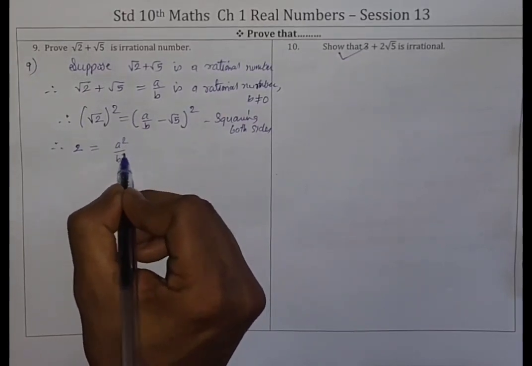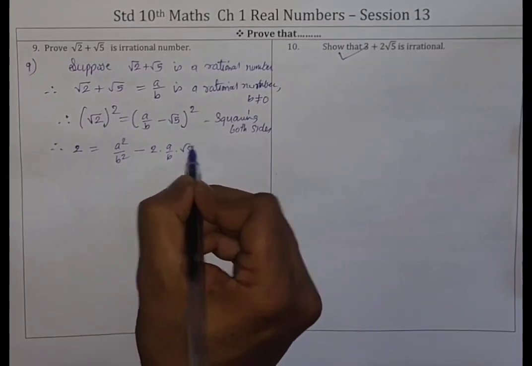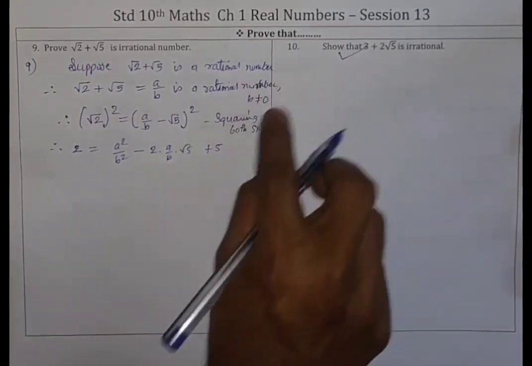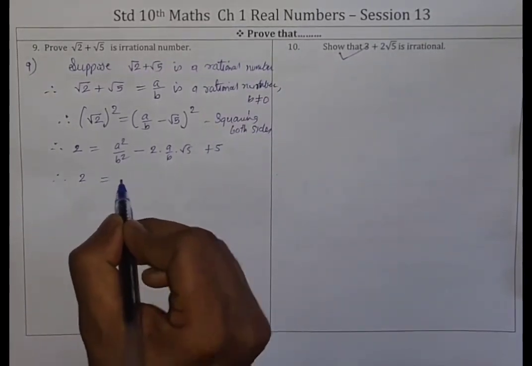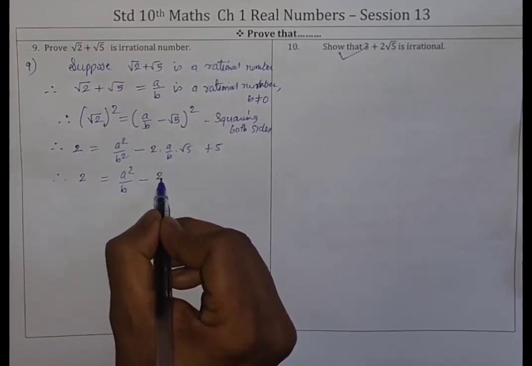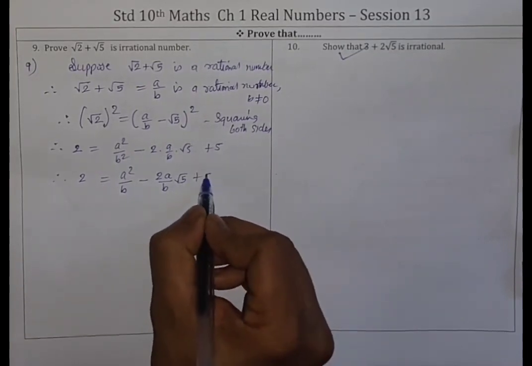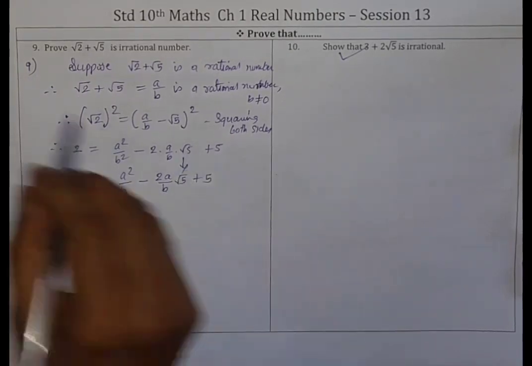This becomes a square upon b square minus 2 times a upon b into root 5 plus root 5 square, that is 5. Is a rational number, nahi likh raha hoon, therefore 2 is equal to a square upon b square minus 2a upon b into root 5 plus 5. Children, do root mein se ek hi root reh gaya. Now you can see only one root is there.